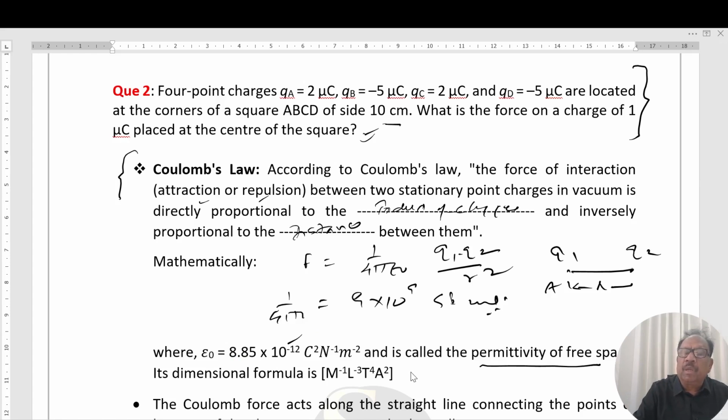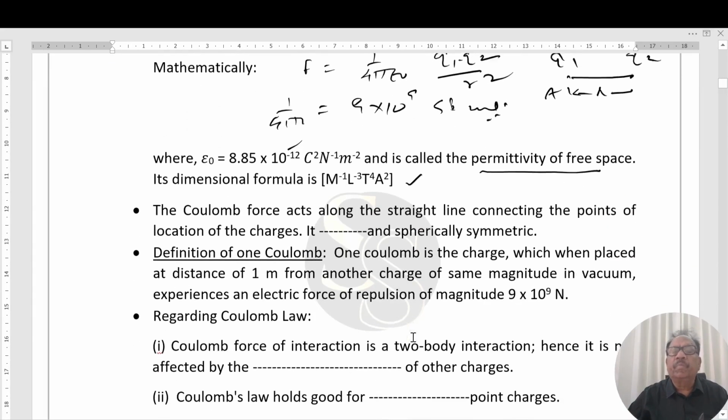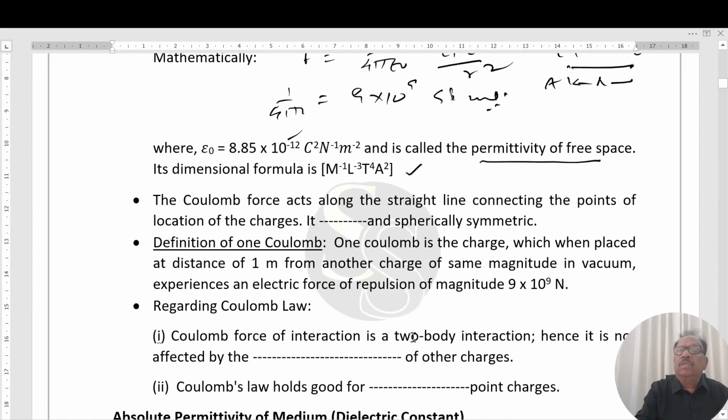Its dimensions are M to the power minus 1, L to the power minus 3, T to the power 4, A square. Coulomb's force acts along the straight line connecting the points of location of the charges. It is central and spherically symmetric. What is the definition of 1 Coulomb?